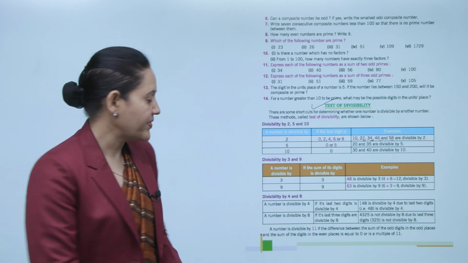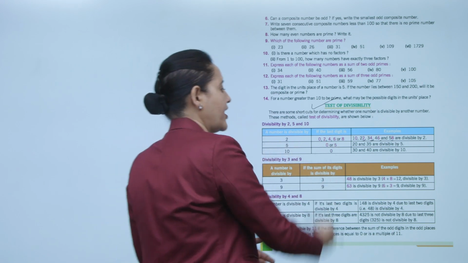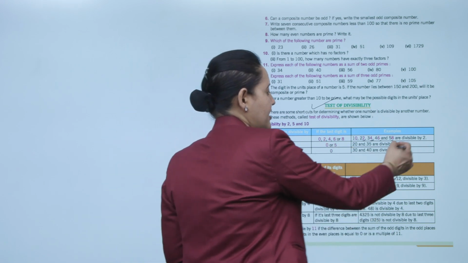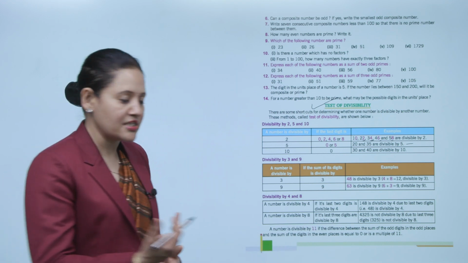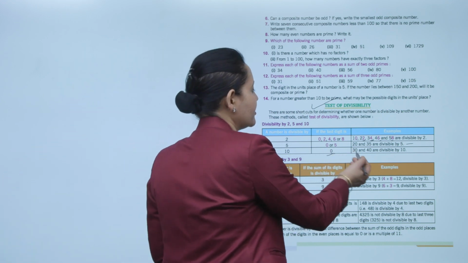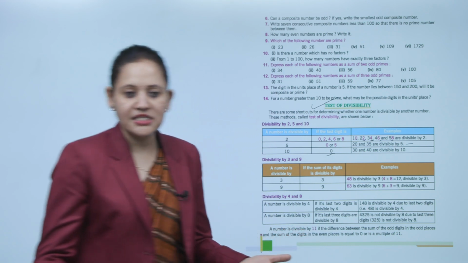Divisibility by 5, the unit digit should be 0 or 5. Like 20 and 35, they are divisible by 5. For divisibility by 10, the unit digit should be 0. Like 30 and 40, they are divisible by 10.